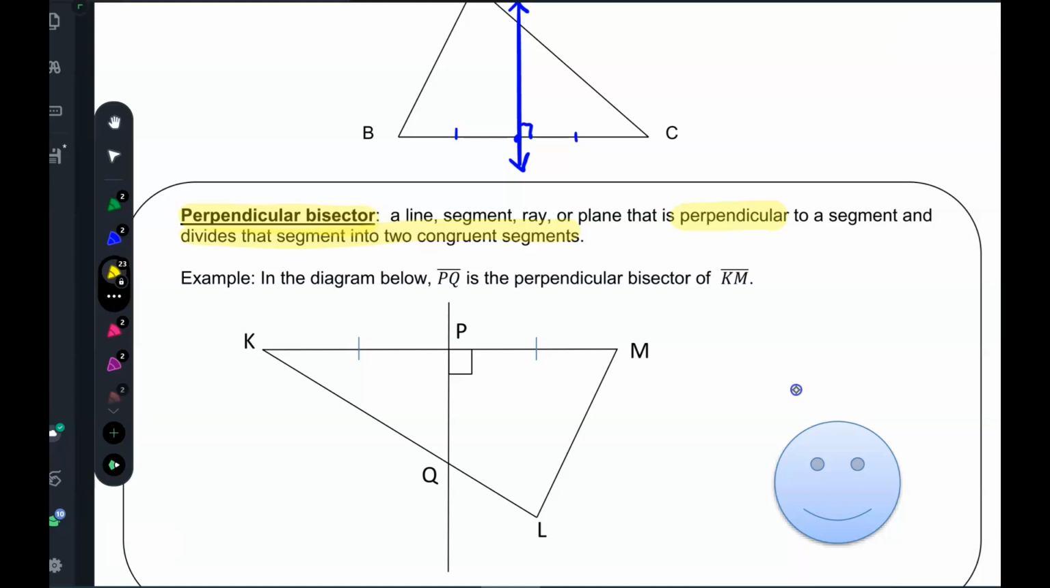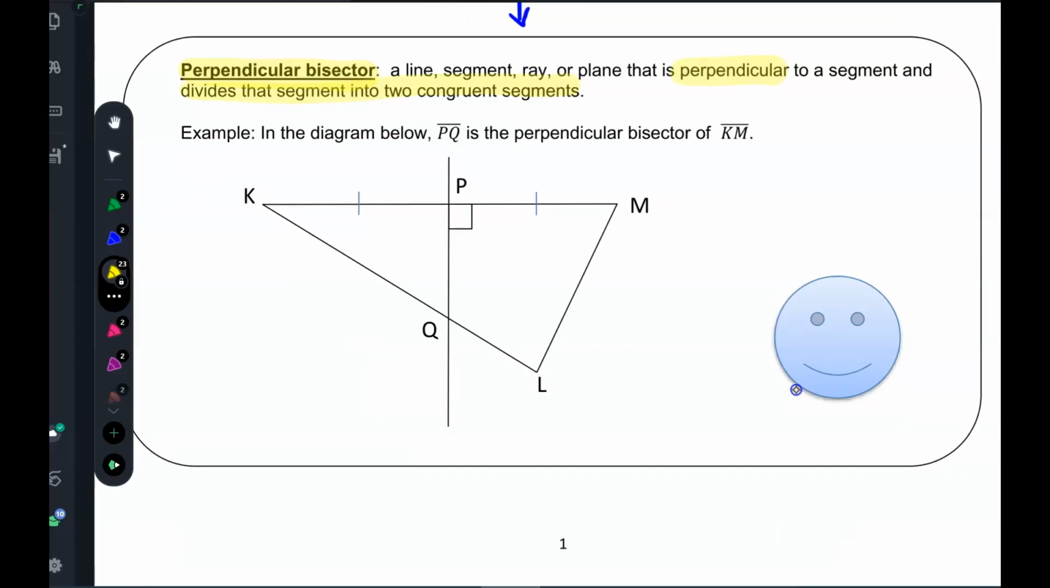Okay? So here's another picture. Do you see PQ? PQ is the perpendicular bisector of KM. How do we know? We see these two segments are congruent, and there's a little square. I would just write out the definition and maybe draw a picture. So a perpendicular bisector is a segment. It could be a ray or a plane, but I would just say it like it's a line.